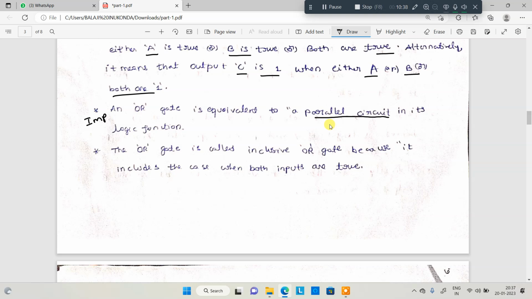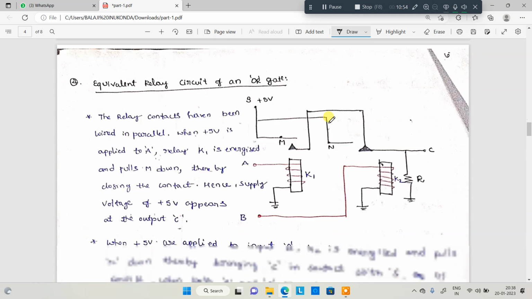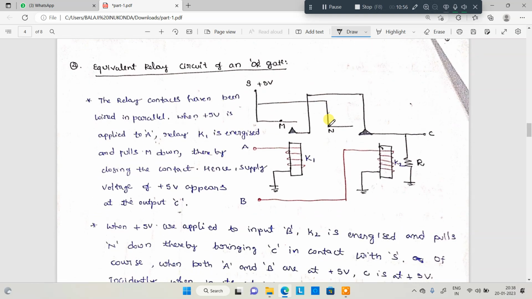The OR gate is also called an inclusive OR gate, not exclusive. Another name for the OR gate is the inclusive OR gate, because it includes the case when both the inputs are true. That's why it is an inclusive OR gate. Clear? Next, in the OR gate, you can analyze with the help of the relay.